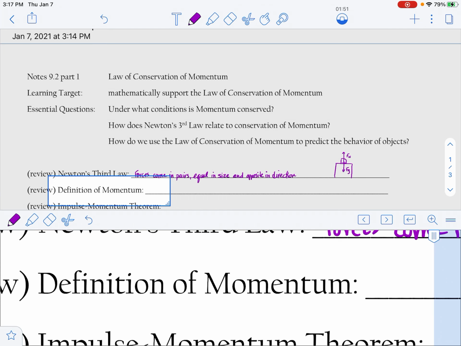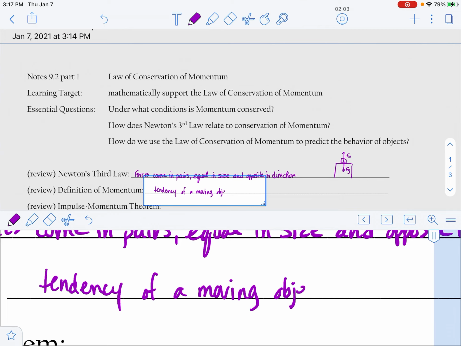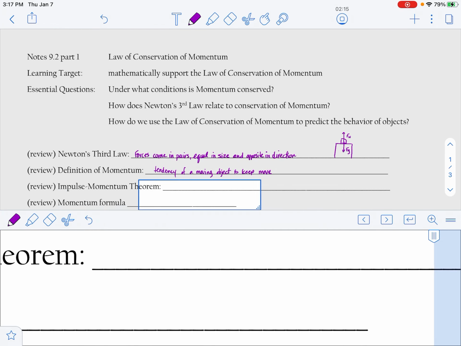Definition of momentum. So this is very recent. Hopefully you remember this one. Momentum is the tendency of a moving object to keep moving. And remember, that's why impulses are important, right? Impulses are going to change that movement. Otherwise, it's just going to keep going.